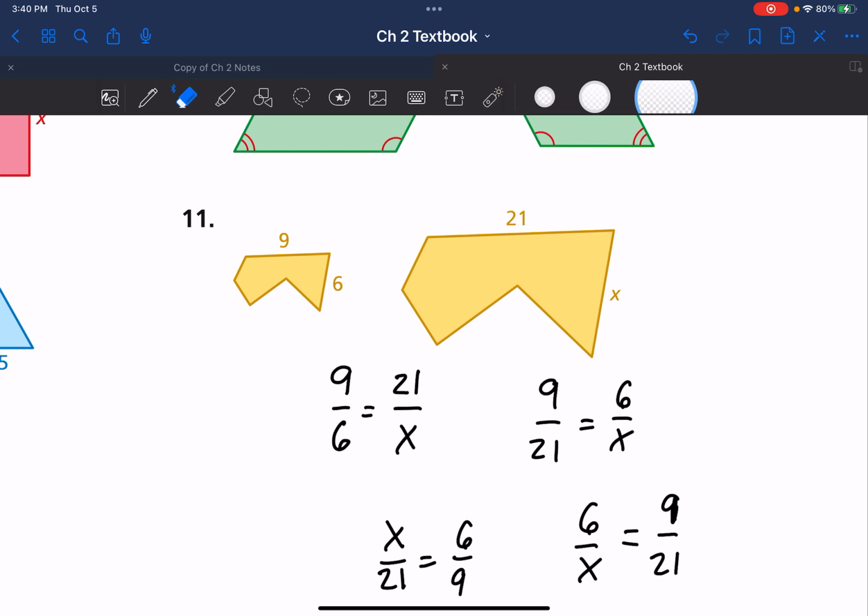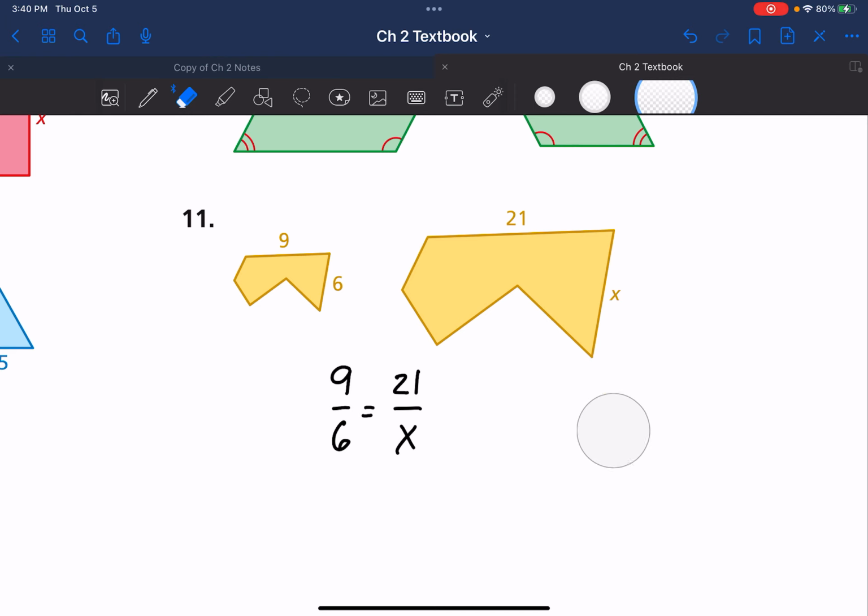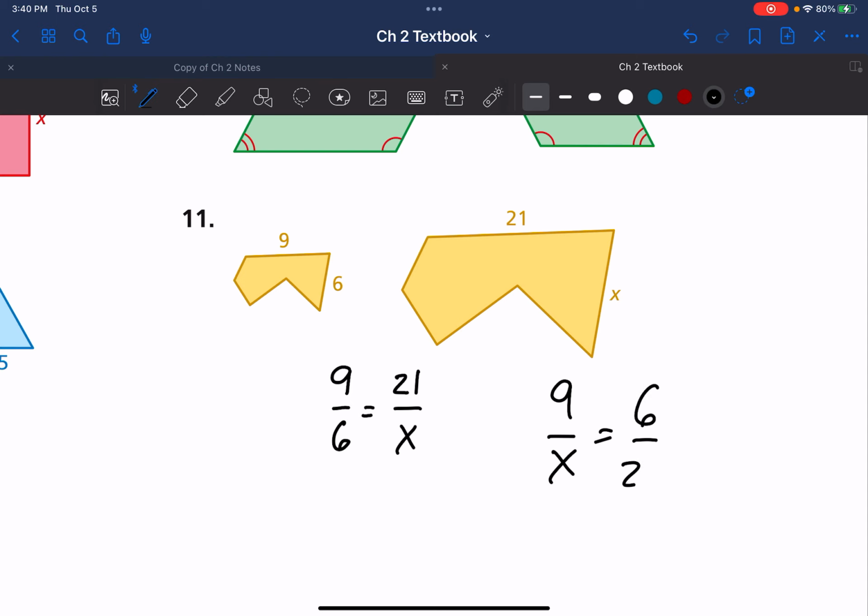With that being said, however, you do have to be careful because there are incorrect ways of setting it up. For example, if I said 9 is to x as 6 is to 21, do you notice now that 9's not across from x? That would give you the wrong answer. Okay, so you gotta be a little careful. There's lots of ways to do it right, and there's lots of ways to do it wrong.